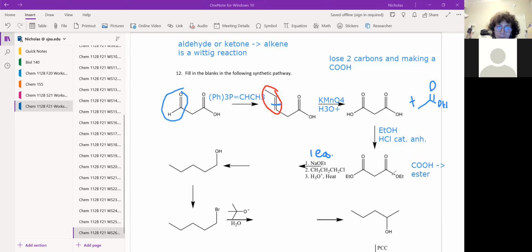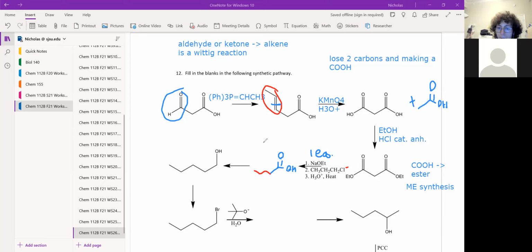So yeah, we're going to make an alpha-substituted acetic acid because we're doing a malonic ester synthesis. You can start by drawing acetic acid, and then we're adding a propyl group. So we should add 3 carbons here, making pentanoic acid.